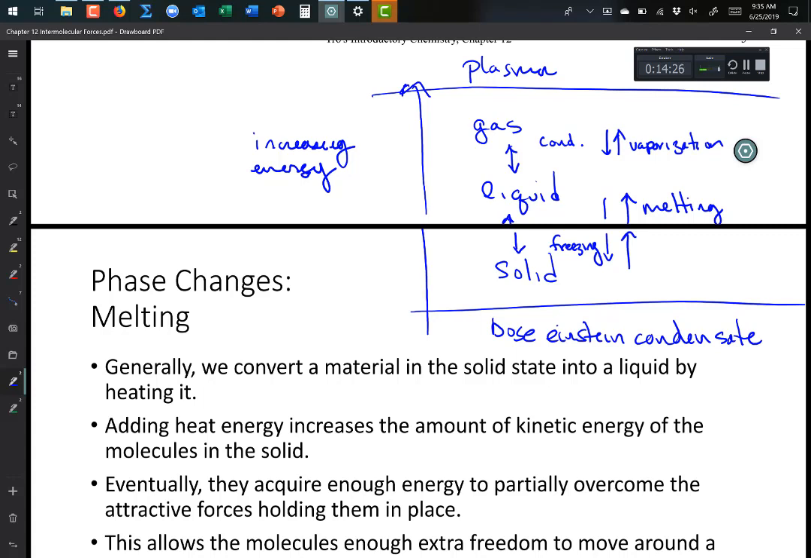Now, two others that we need to worry about, or you don't need to worry about, but you should know, is when you go from solid to gas. That was sublimation, because it is quite sublime.